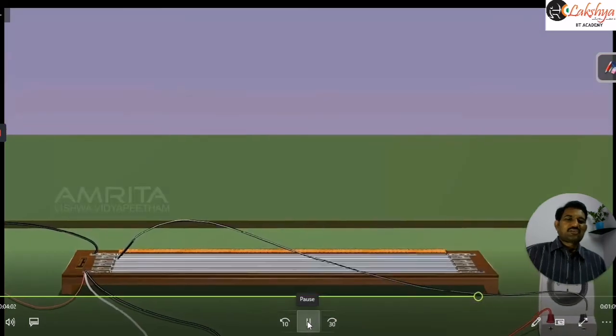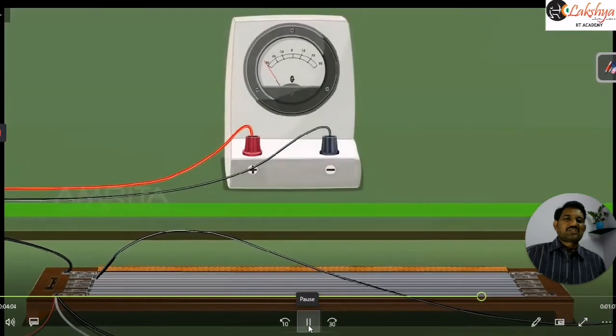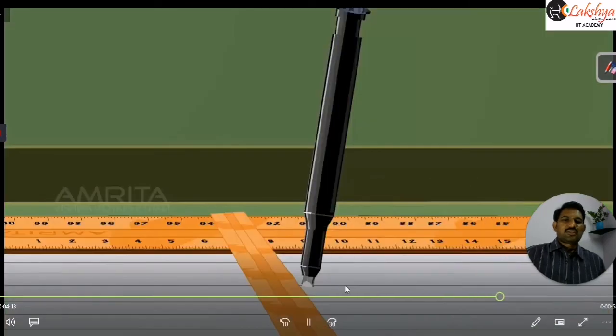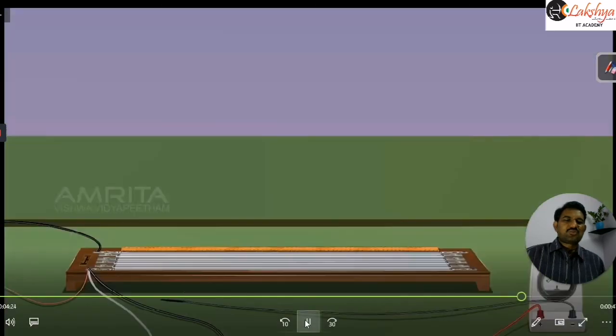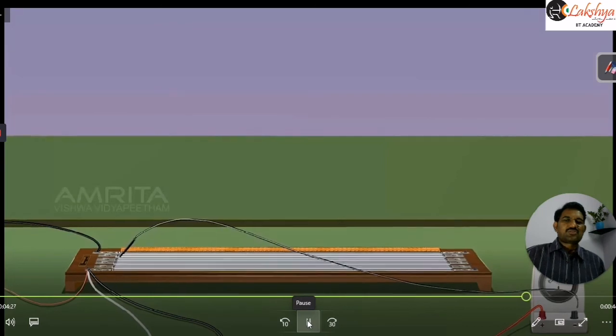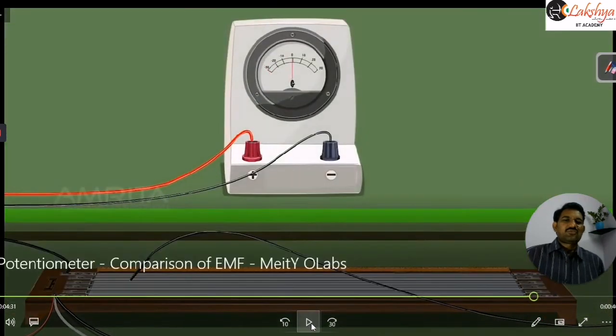So this is the general procedure. This is again for another current, and we find the E1 and E2 values here. Then we finally find the average values. So it is a comparison of the EMF of the cells. Comparison of the EMF of the cells means we need to write that E1 by E2 is equal to L1 by L2.